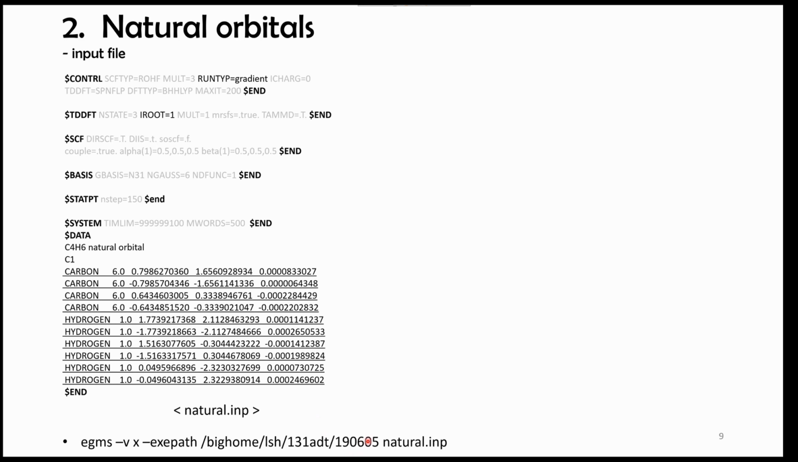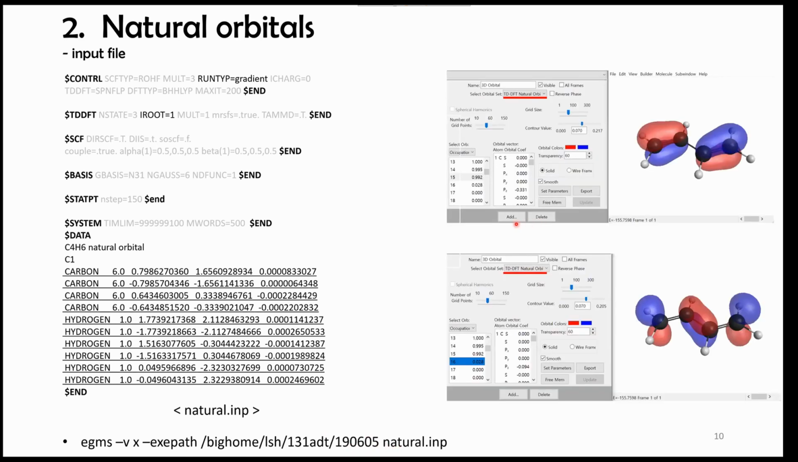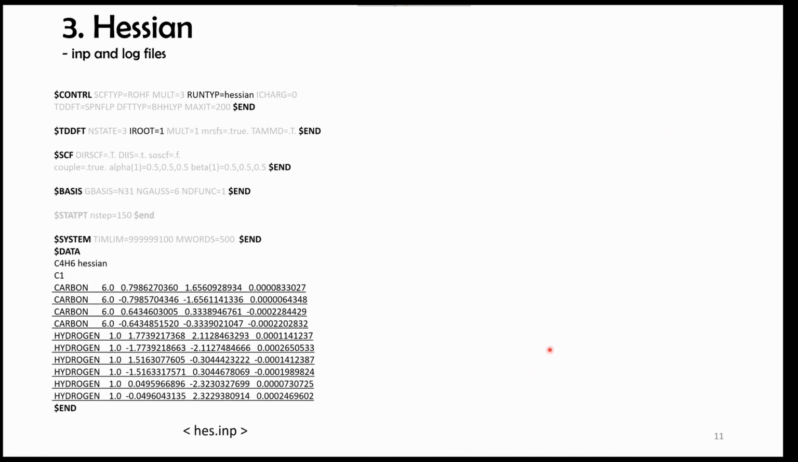After submitting this, if you open this log file, we can see one more option. We can see these TDDFT natural orbitals, and here you can see the occupations are changed. Because this is ground, this is almost closed shell type, and you can see its natural orbitals. Then we move to the Hessian calculation to check whether the optimized structure is really a true minimum or not.